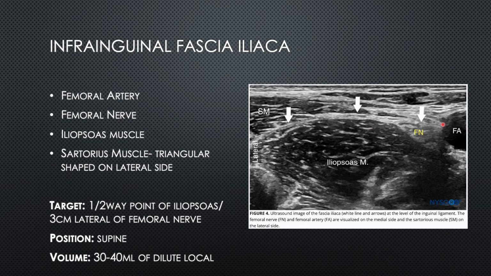Your target entry point would be approximately 3 centimeters lateral to the femoral nerve, or the midpoint of the iliopsoas muscle. And the target would be just below the fascia iliaca. This is a volume-based block, so 30 to 40 mL of a dilute local anesthetic would be used.